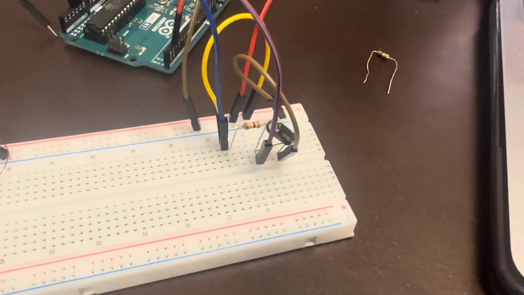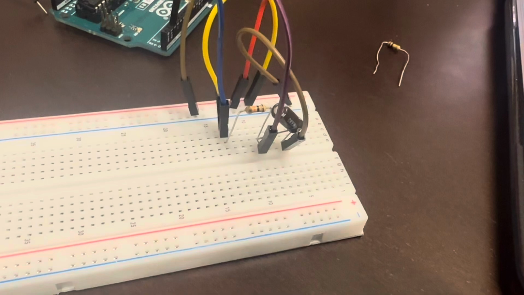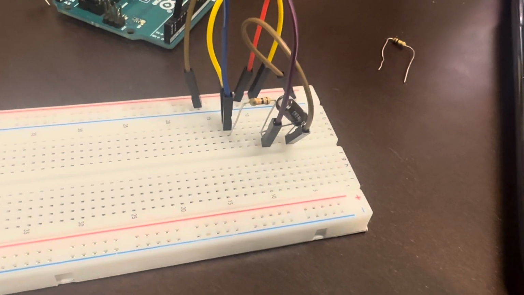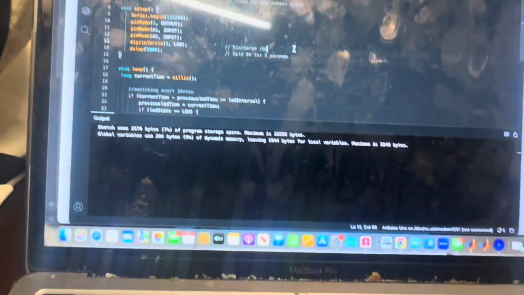I'm Nina, and this is my Lab 5 Makeup Lab. So here is my RC circuit. You can see the power going into the resistor and then being fed into the capacitor, with VCC being read right after that. Then here is my Arduino code.